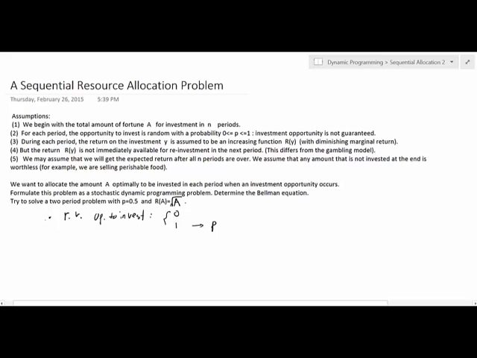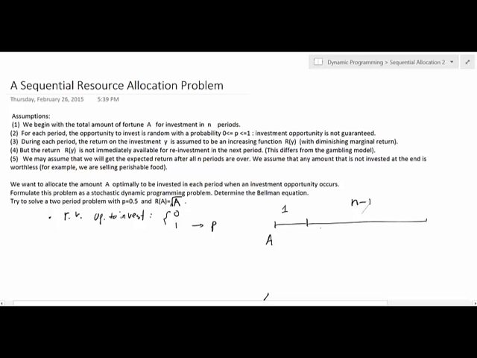Now, imagine we still have n periods, so we still have the same structure. This is period 1, and then we have the total number of periods n, so this is n minus 1 periods, right? And we have the initial amount here, A, but subsequent amounts can be any number.